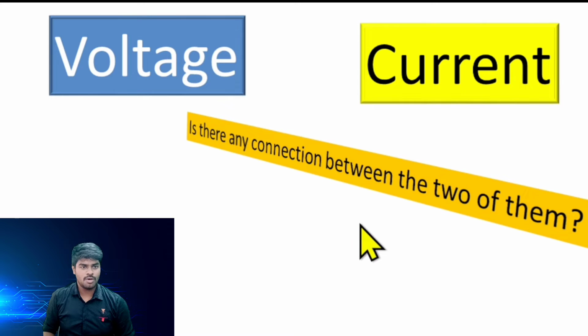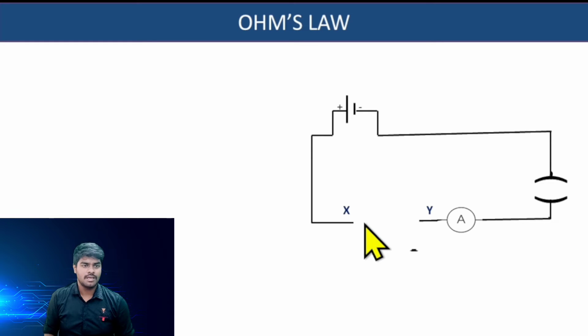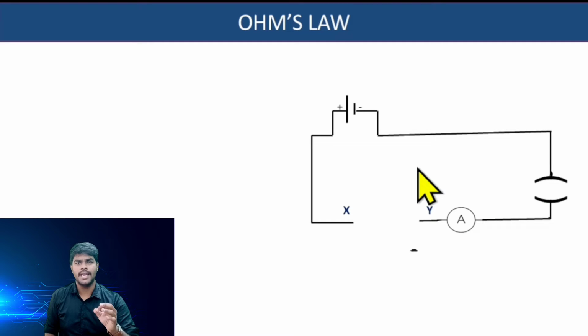Let us explore with the help of a small experiment. This is the open circuit: one cell, plug key and ammeter. Now I want to close this circuit with the help of a nichrome wire. It is an alloy of nickel, chromium, manganese and iron metals.